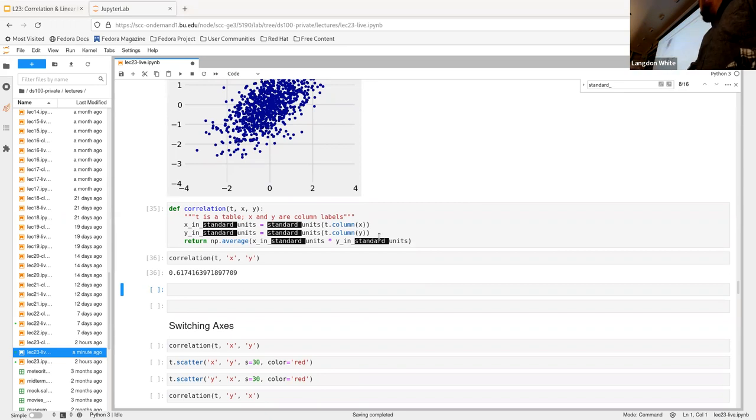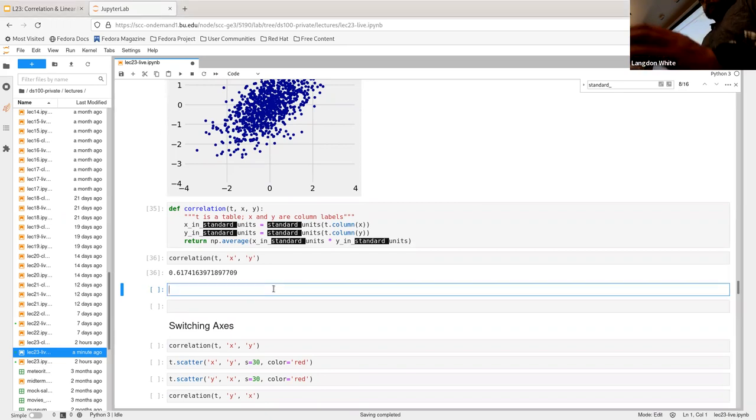So let's see. If we wanted to apply that to the SUV data, right? Wait, am I in the right place? I keep getting lost today, sorry. That's okay.